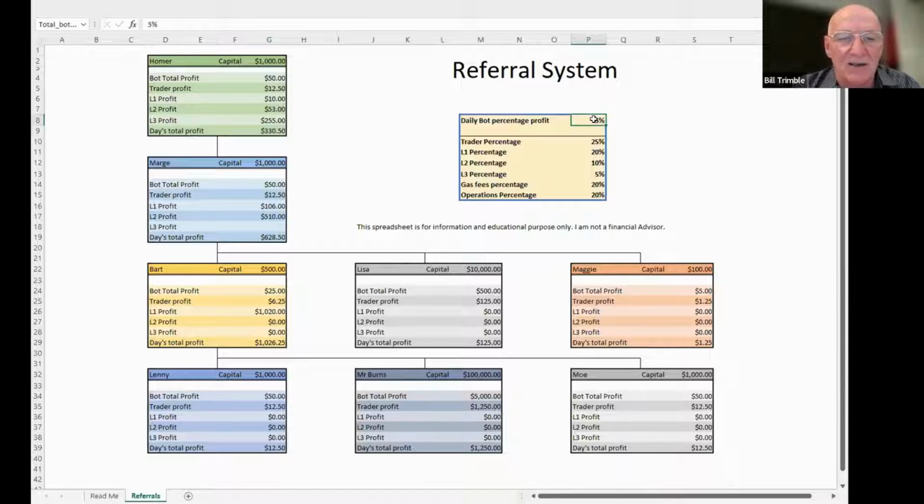So if you look at the screen, I'm just going to change these numbers here a little. Let's say one day it makes 2%. If you look at Homer, what he's earning, he's now dropped down to 132.20. Let's say it makes 8% on a day. He's making 528. So as you can see, it changes every single time the bot trades. Every day the bot will probably make a slightly different percentage, and all these percentages are based on the total bot profit. So you can see it's really good to share. The more you share, the more you make.